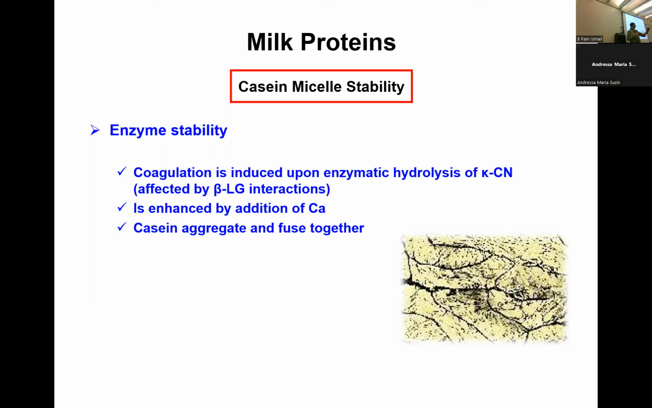That interaction is going to hinder the enzyme. The rennet enzyme and chymosin will not recognize the binding site if we have denatured beta-lactoglobulin attached to the kappa casein. So that is not desirable. So often the milk is heated to like 60 degrees or so, not really above 70 degrees, if we are intending to make cheese out of that milk.